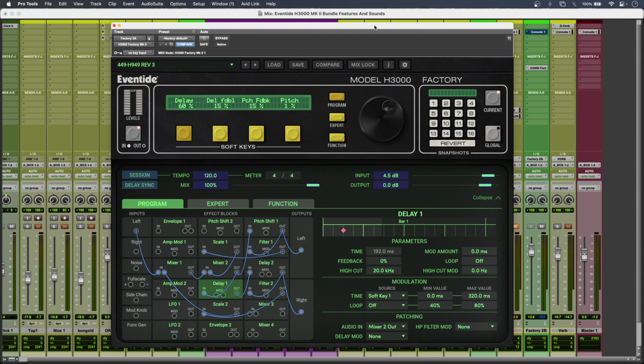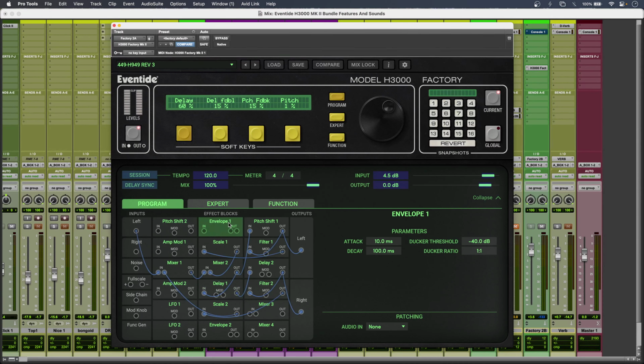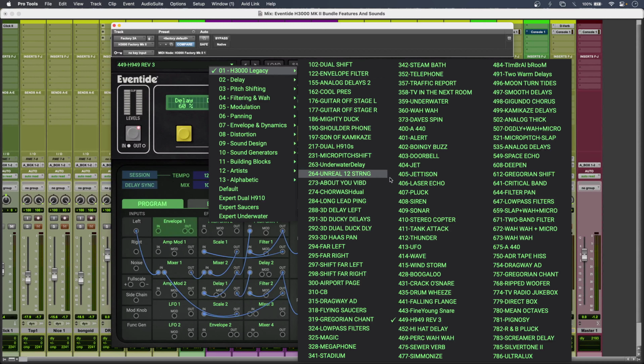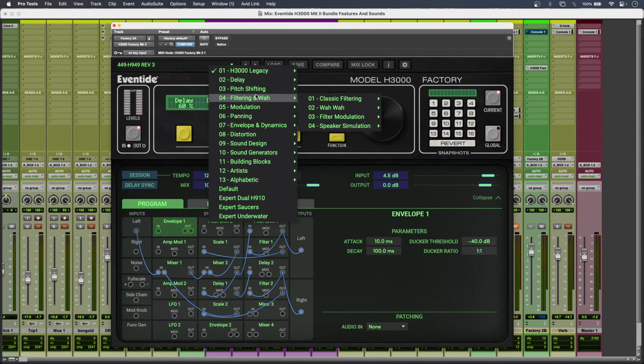H3000 Factory Mark II gives you 621 presets, a modular GUI with 18 effects blocks. They can be dragged around to change the order, and connections can be easily made or broken. It has the H3000 assignable soft keys at the top. Right now, I'm using it to stereoize a mono synth. But the included presets give me tons of familiar legacy sounds, plus new presets for any situation you can think of, really.